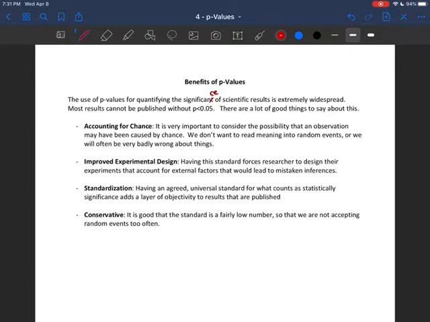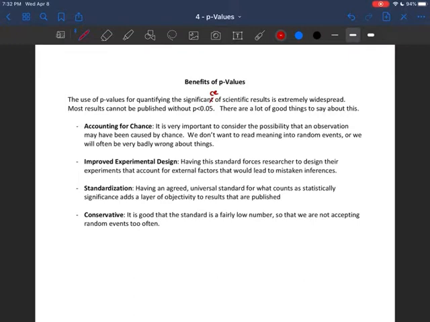Another great thing about p-values is standardization. We have a standard across disciplines, across journals, across labs, across everything for what it takes to be considered statistically significant. So this adds a layer of objectivity. We can't have individual scientists or individual people arguing that their results are significant without meeting this standard. So we don't have different people trying to convince us on the basis of different standards.